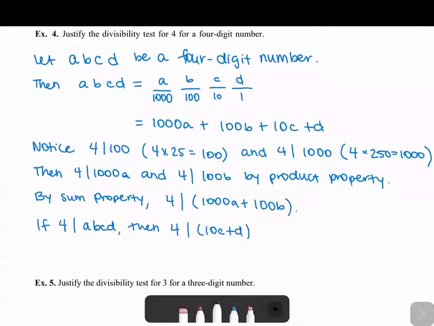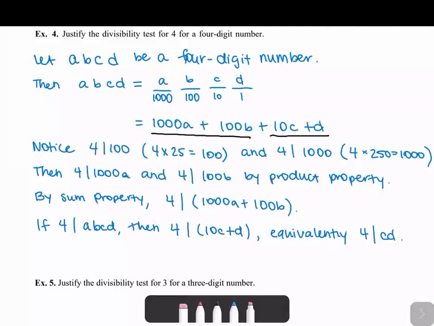And so if we know that 4 already divides this first part, then if it divides the whole thing, also this last part has to be divisible by 4. So we know that if 4 divides ABCD, then 4 divides 10C plus D, which is essentially saying that 4 divides the number CD. Meaning that 4 divides this last 2-digit number, or the last 2 digits, which is exactly the test that we had. We said that a number was divisible by 4 if the last two digits form a number divisible by 4. That's exactly what we found here.